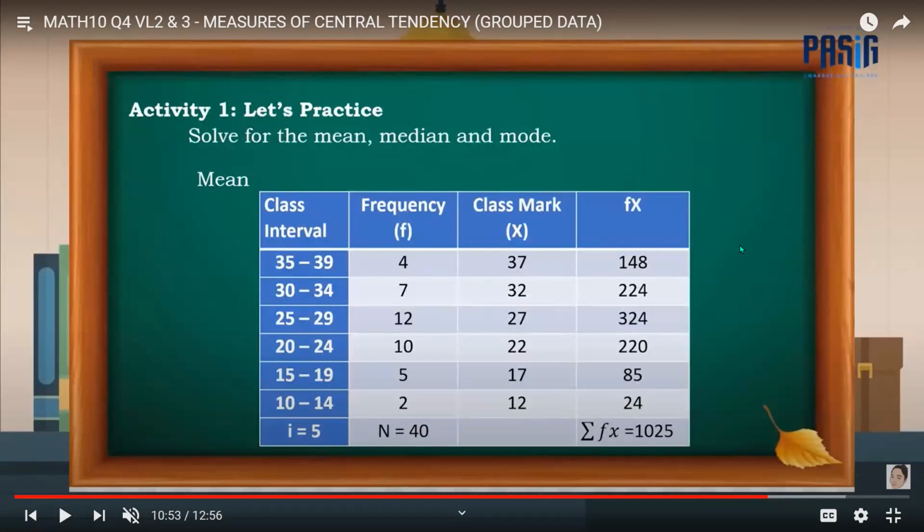Dalawa kasi yun din yung pinili ko. Anong activity yan? Activity 1. Oo nga, binigay ko yan. So, hindi natin siya pwedeng gamitin example. So, let us use other example.